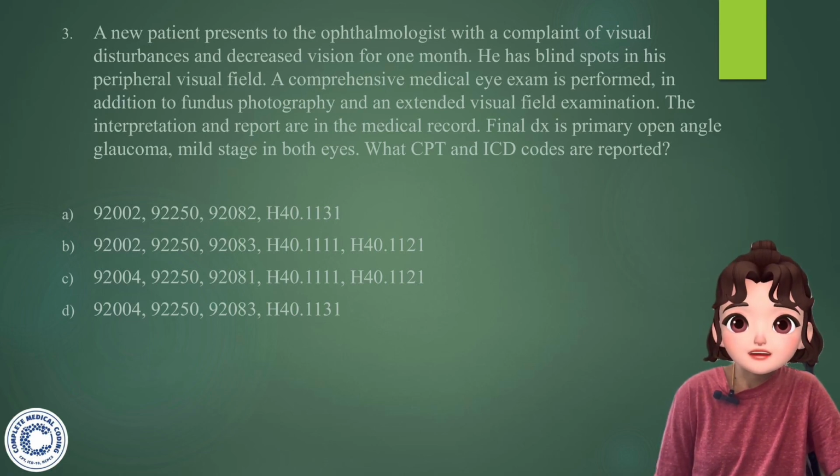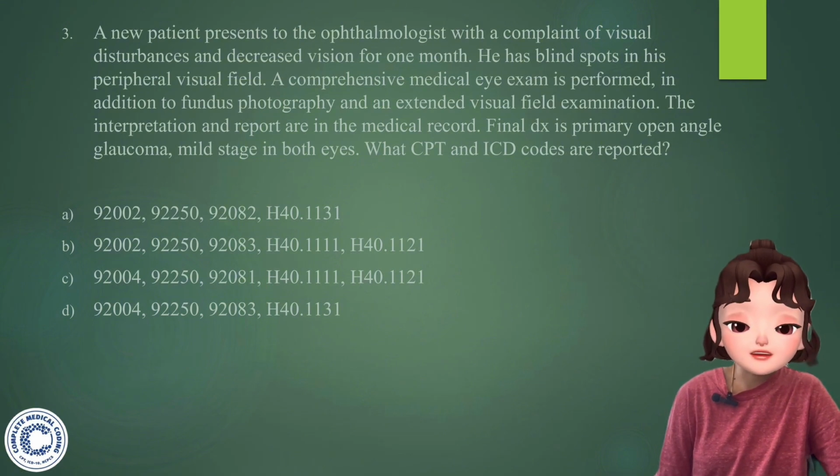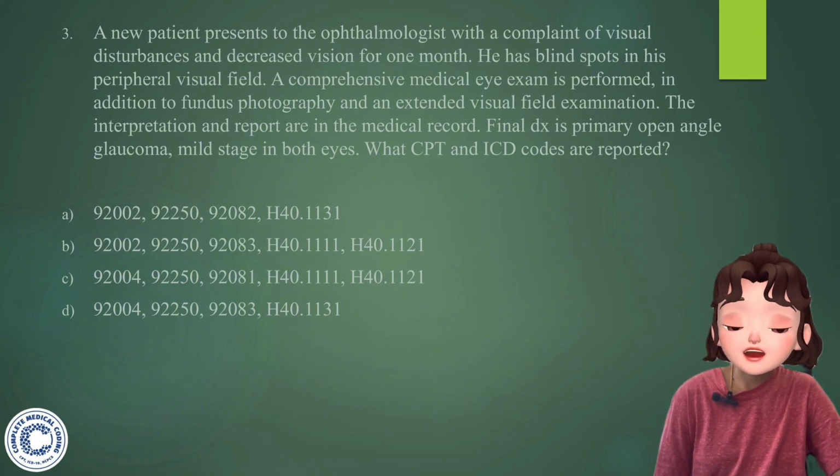Now let's find out what the CPT code is. So open the CPT code book. Again, this is the medicine chapter, 90,000 series. So what is the first CPT? 92002. I am going with option A now. Okay, 92002. So what are the procedures that you have to code? Comprehensive medical examination, fundus photography, as well as extended visual field examination.